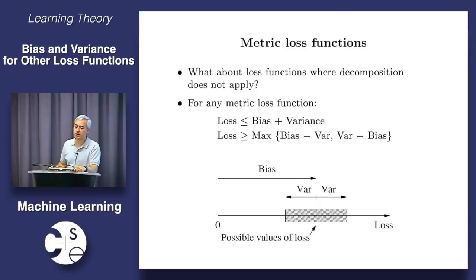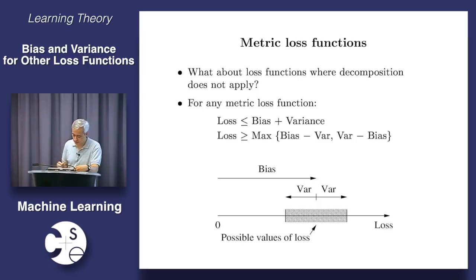Okay, so, last thing. Even more generally, can you say something about not just particular loss functions, but about a very general class? Let's say all loss functions that are metrics. Metric means they obey the triangle inequality and so on. Yes, we can. So in particular, if a loss function is a metric, you can show that the loss will never be more than the bias plus the variance. So this is good. You measure the bias and the variance, and that puts an absolute cap on your loss. It also puts a minimum on the loss, and the minimum is the maximum of these two things, the bias minus the variance and the variance minus the bias.